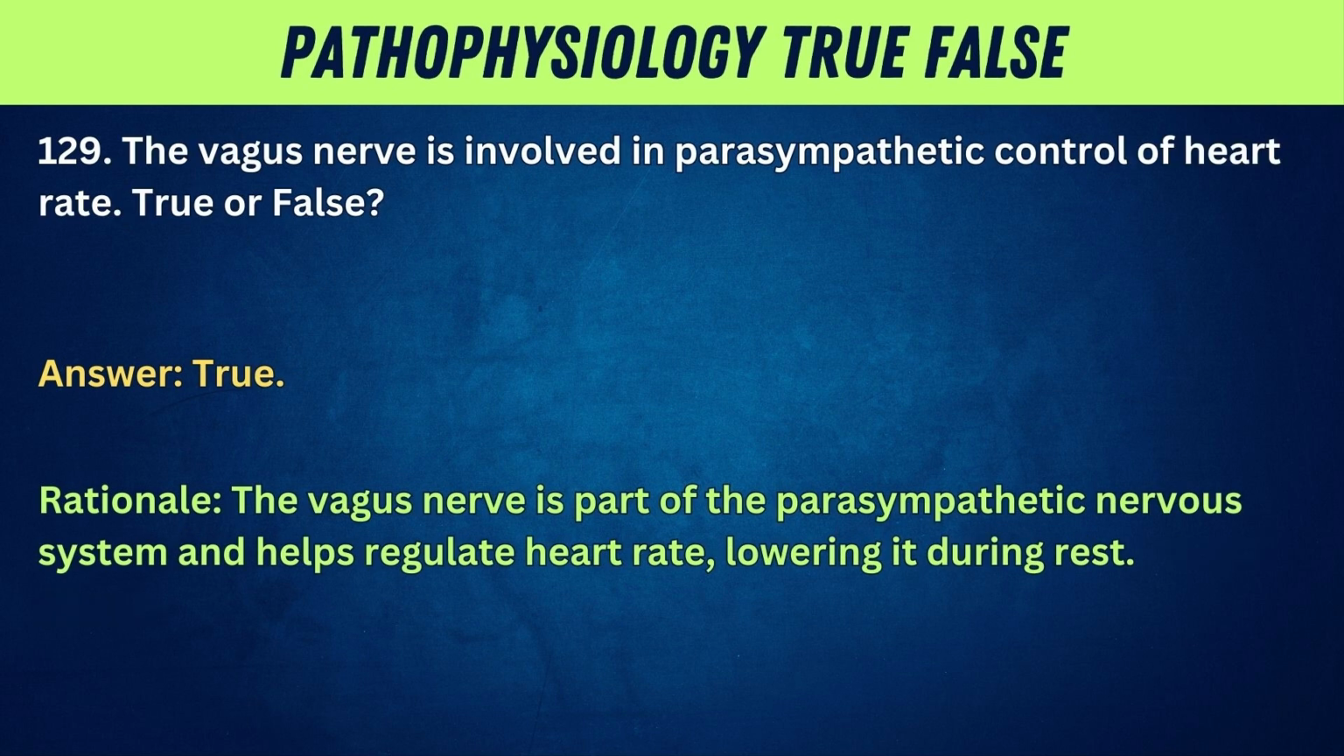129. The vagus nerve is involved in parasympathetic control of heart rate. True or false? Answer: true. Rationale: the vagus nerve is part of the parasympathetic nervous system and helps regulate heart rate, lowering it during rest.